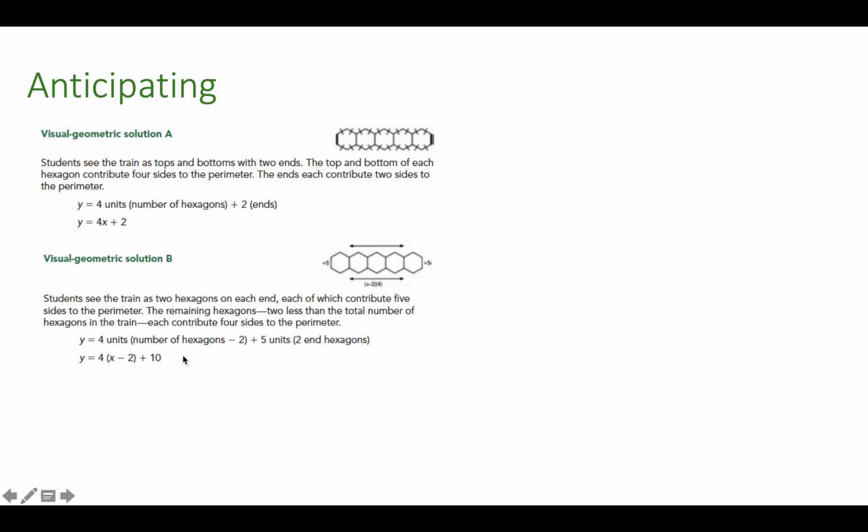The next one is the student sees the trains as two hexagons on each end, and then the ones in between, in which case there's 4 units on the in-between ones and then 5 units on the two end ones. So the difference there is the top one counted the entire top and bottom, and then just the two ends here, we're keeping those hexagons as separate on the ends. So that's another solution students might do. And in this case, the equation, as you can see there, would be 4 times the quantity x minus 2 plus 10.